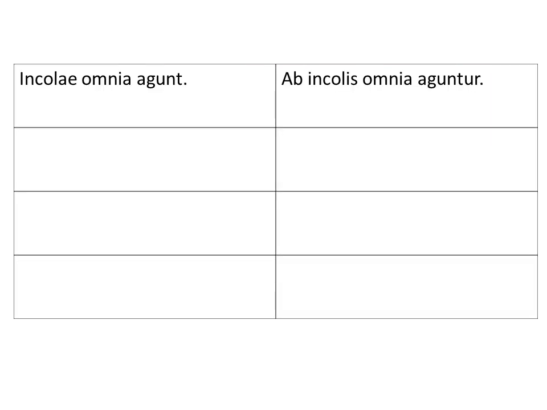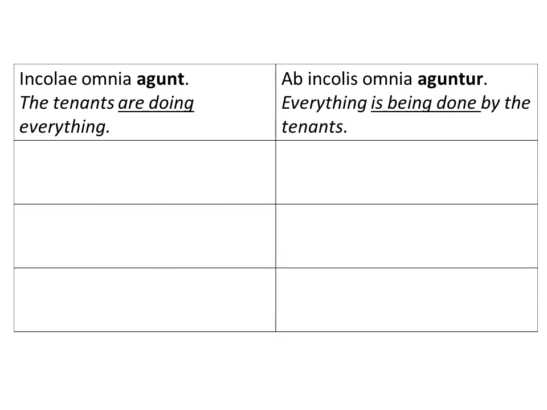Let's look at some examples. Again, active on the left, passive on the right. An active sentence, incolae omnia agunt, whereas passive is ab incolis omnia aguntur. Here's a translation. The first one, the tenants are doing everything, but the passive sentence, everything is being done by the tenants. So what happens? We have our active verb, are doing, becomes passive and is translated is being done. Those are both present.